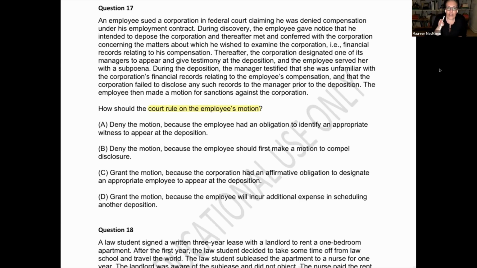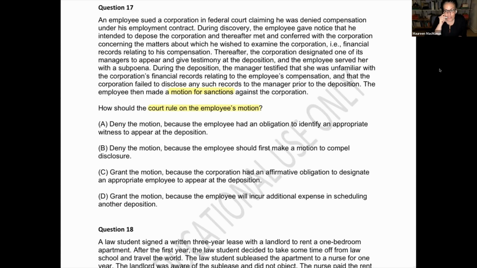So how should the court rule on the employee's motion? Whenever I see this, they usually tell you right above what the issue is or what the motion is. An employee sued a corporation in federal court claiming he was denied compensation under his employment contract. During discovery, the employee gave notice that he intended to depose the corporation and thereafter met and conferred with the corporation concerning matters about which he wished to examine the corporation, i.e. financial records relating to his compensation. Thereafter, the corporation designated one of its managers to appear and give testimony at the deposition, and the employee served her with a subpoena.